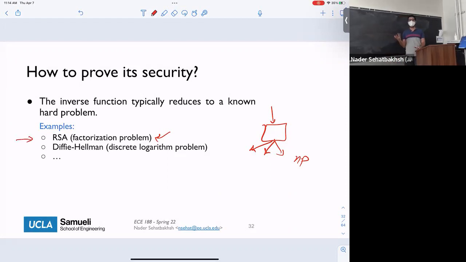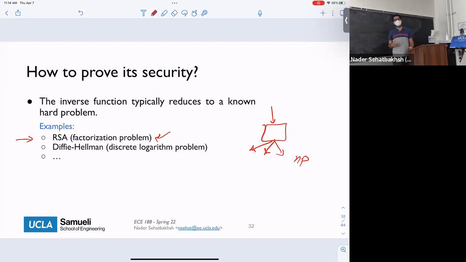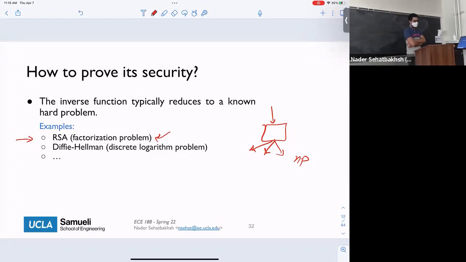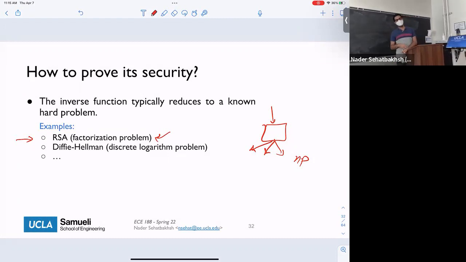So basically it's saying that without the knowledge of the secret key, inverting the RSA function is as hard as solving this factorization problem. And since we cannot solve the factorization problem, at least there's no known algorithm for solving it, we cannot invert the RSA trapdoor function. Hence, our encryption mechanism is secure.